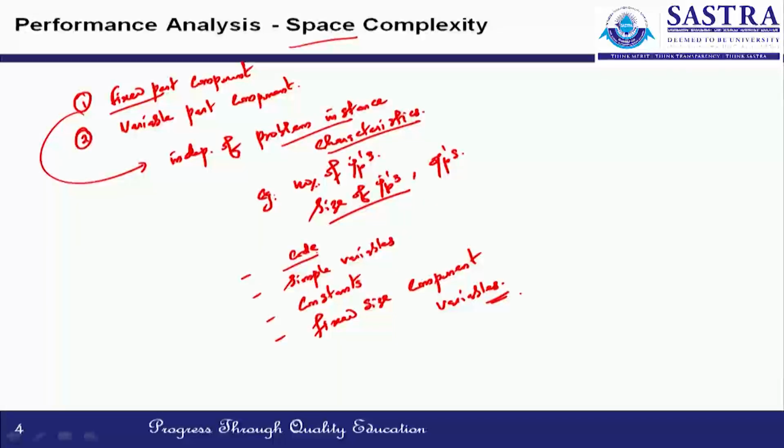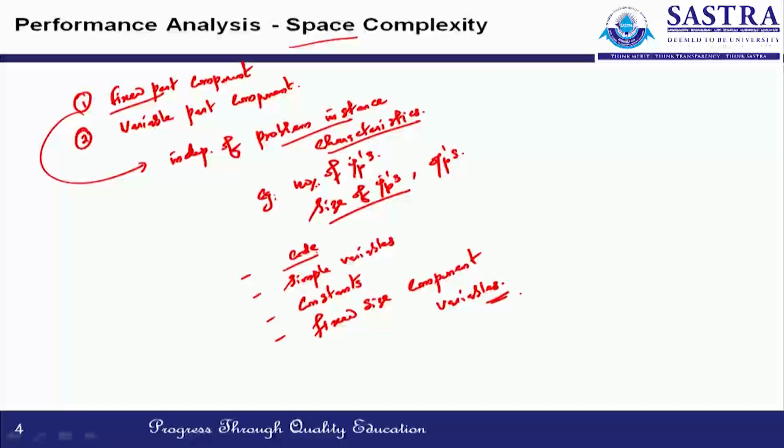Constants memory is included in the fixed part. Fixed size component variables memory is also included in the fixed part memory. In general, fixed part memory is completely independent of the problem instance characteristics.